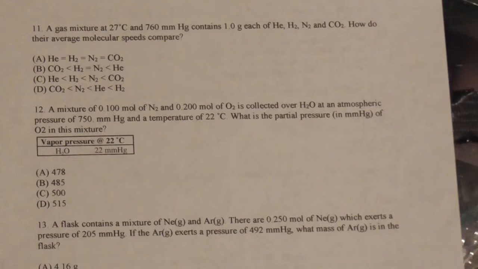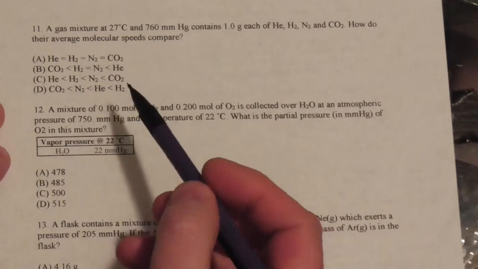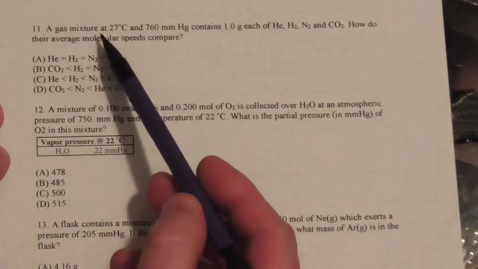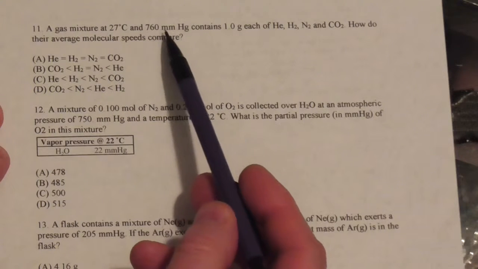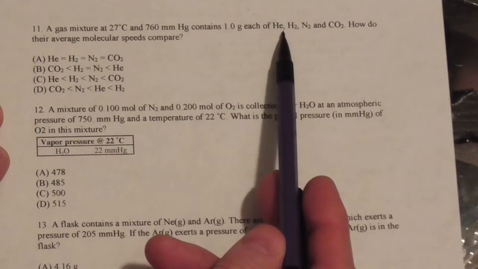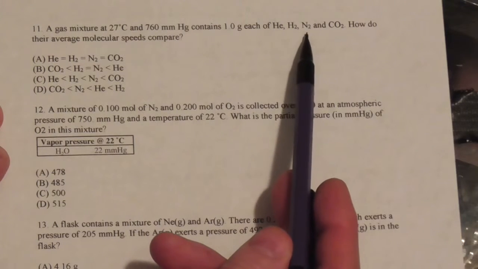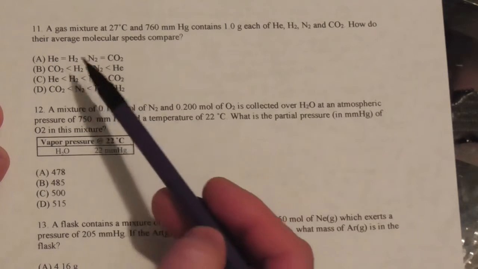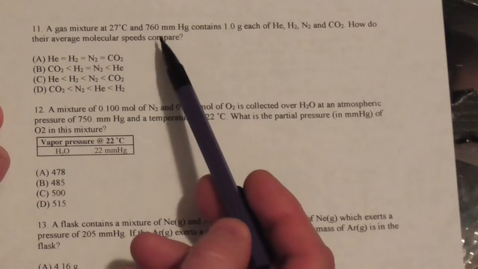Alright, now as page 1 is uploading as a video, I'm moving on to page 2. A gas mixture at 27 degrees Celsius and 760 millimeters of mercury, so that's regular pressure, contains 1 gram each of helium, hydrogen, nitrogen, and carbon dioxide. How do their average molecular speeds compare?